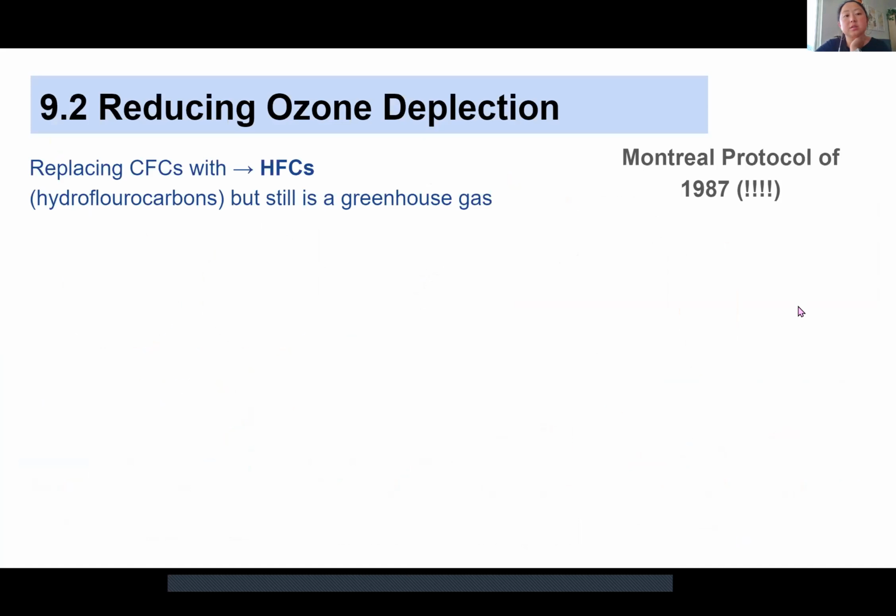So then the question is, what is being done about, oops, my animations have failed, but what's being done about the CFCs? So actually the Montreal Protocol of 1987 was a really dope protocol where a lot of nations came together and they agreed to essentially ban or highly reduce the amount of CFCs being emitted into the atmosphere. So instead they replaced CFCs with HFCs, which are hydrofluorocarbons, and it's still a greenhouse gas, but it doesn't do the damage that CFCs do on our ozone layer.